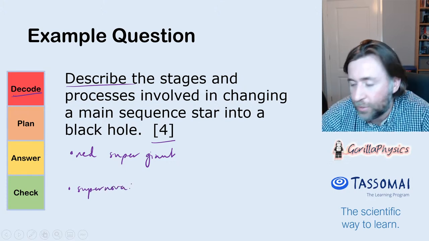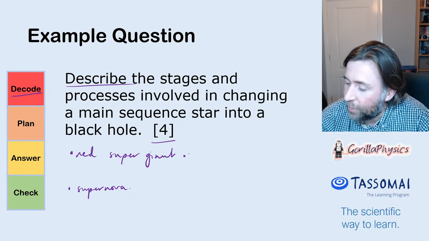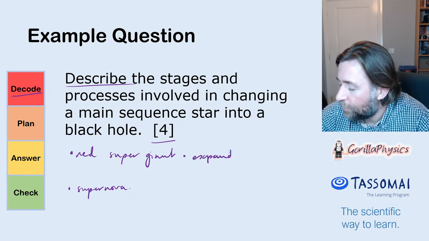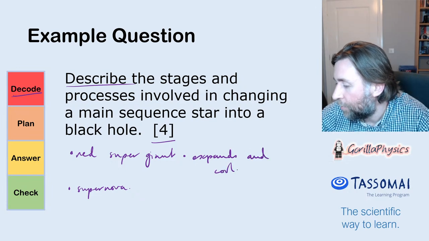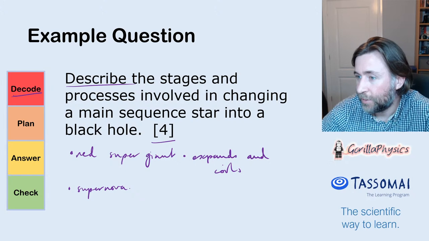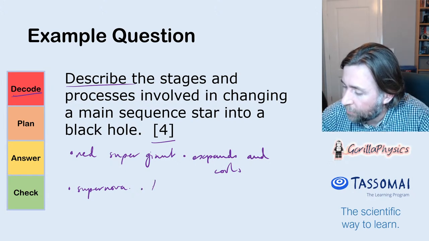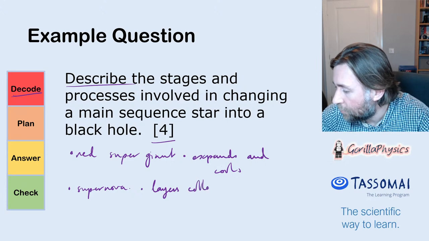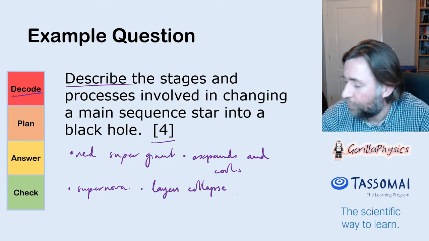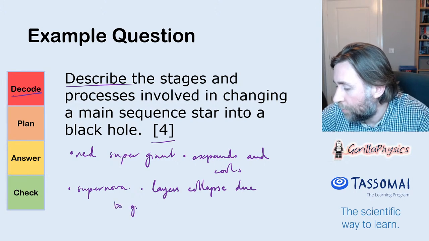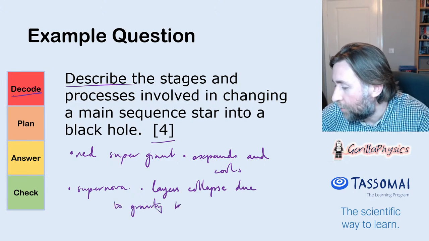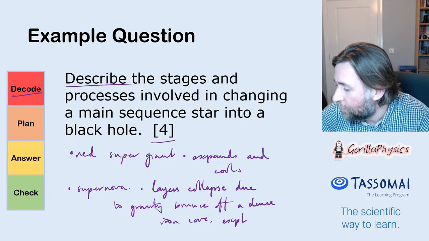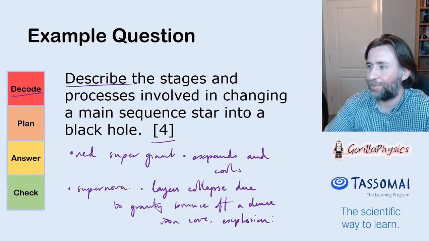Okay, what's the difference between a red supergiant, or how does a main sequence star get to a red supergiant? It expands and cools. What is a supernova? What's that process? Yep. Layers collapsing themselves. You could talk about gravitational collapse, yeah. And they bounce off a dense iron core in an explosion. And often, sometimes you get that mark just for explosion, which is a real nuisance.